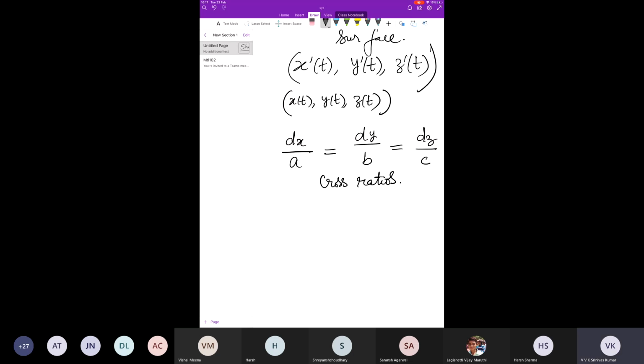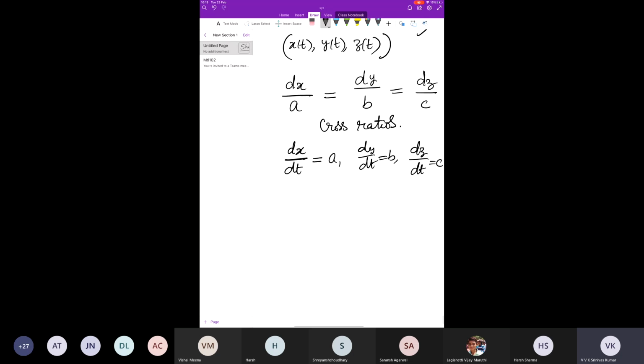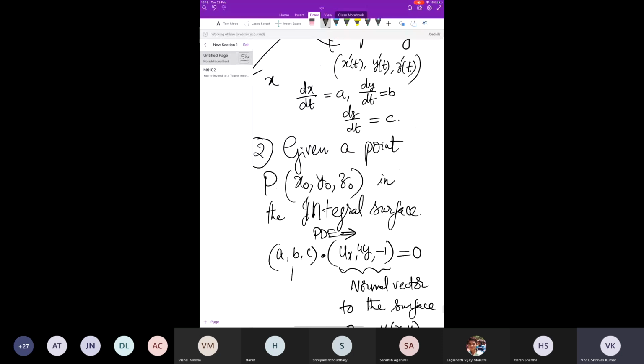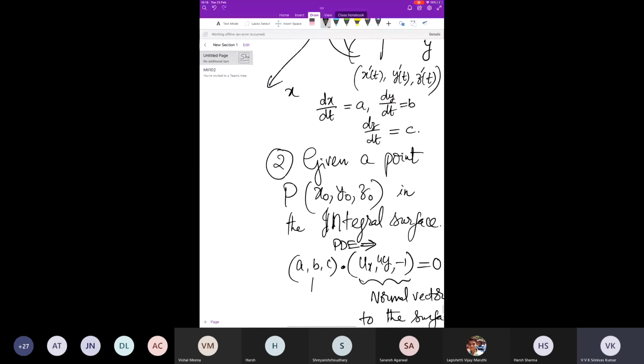But we can also write it as dx/dt equal to a, dy/dt equal to b, dz/dt equal to c, for a fixed point. That's how we solve each of these systems of equations to get the characteristic curves. Now come back to the second point given to us.